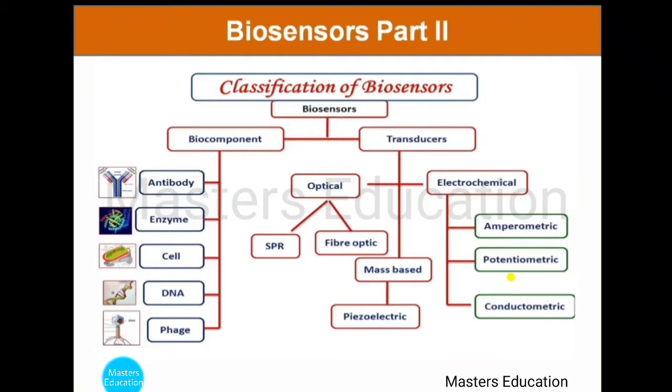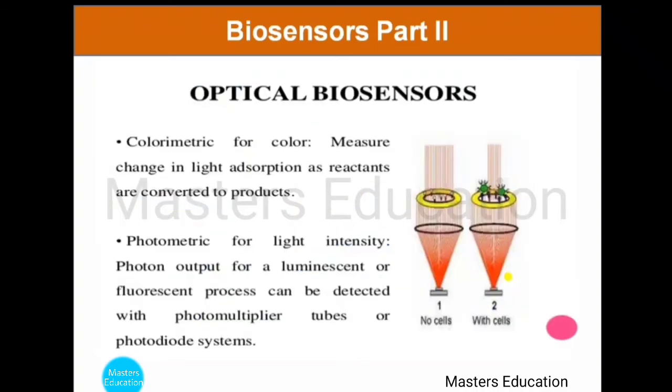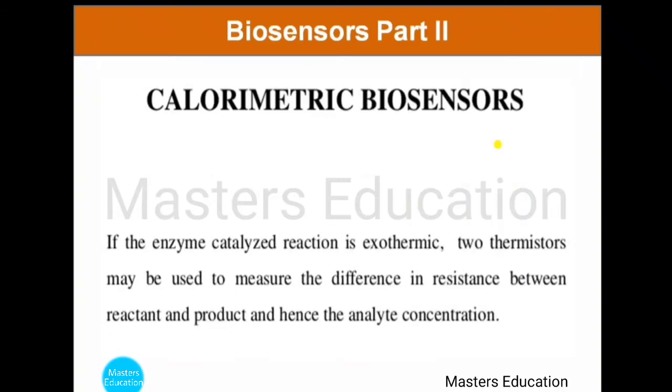Now we will discuss the biosensors according to the transducers. Based on the transducer, the first type of biosensor is the optical biosensor. It is based on colorimetry, in which it measures the light absorbed by a reactant to form a product, and also it is based on photometry, in which photons liberated are detected by a photomultiplier or photodiode. Next is colorimetric biosensors. A colorimetric biosensor is used to measure the change in heat of the analyte when the analyte as a reactant changes into a product.